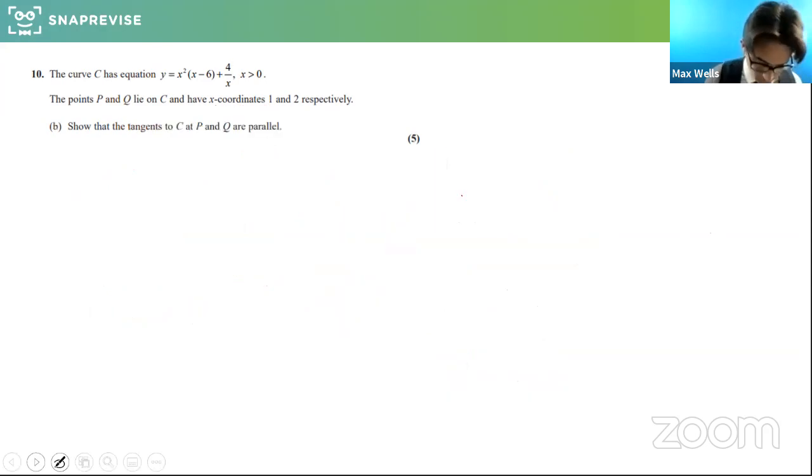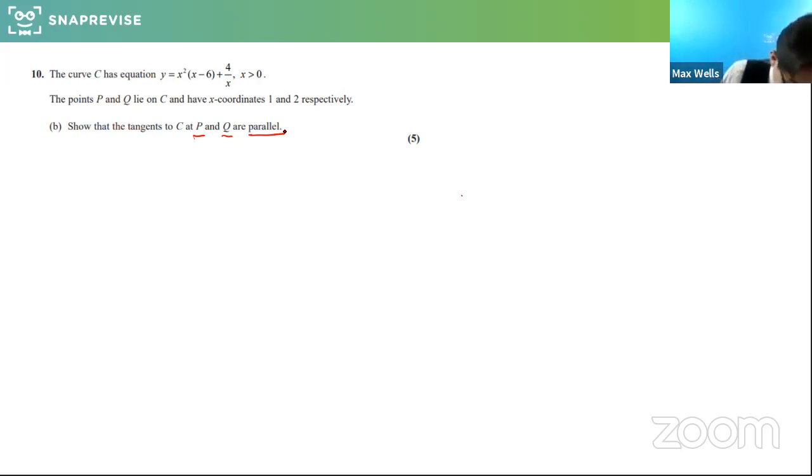Hopefully that's good. Okay, so next part of the question, 5 marks here. Show that the tangents to C at P and Q are parallel. Now the thing that should be sort of jumping out with this question is parallel is talking about the gradient. So it's hinting to do differentiation. So if we can differentiate and find the gradient at those points, if it's the same, then they're parallel and we've done it, okay?